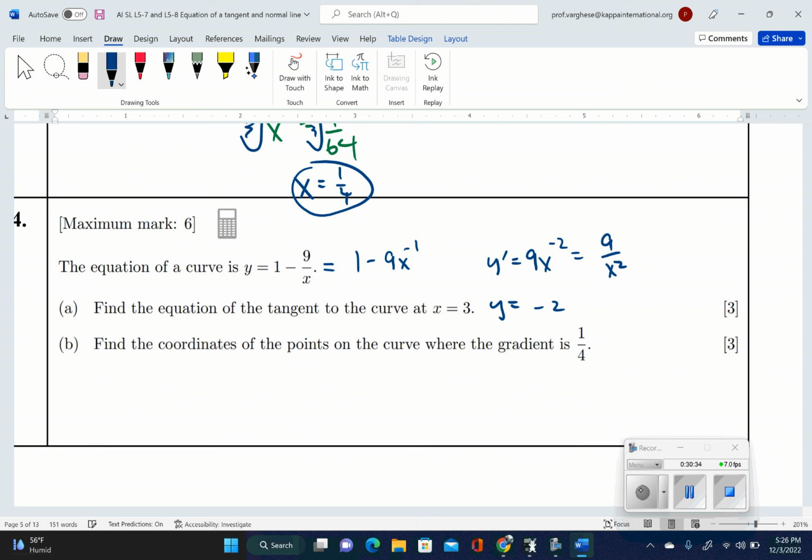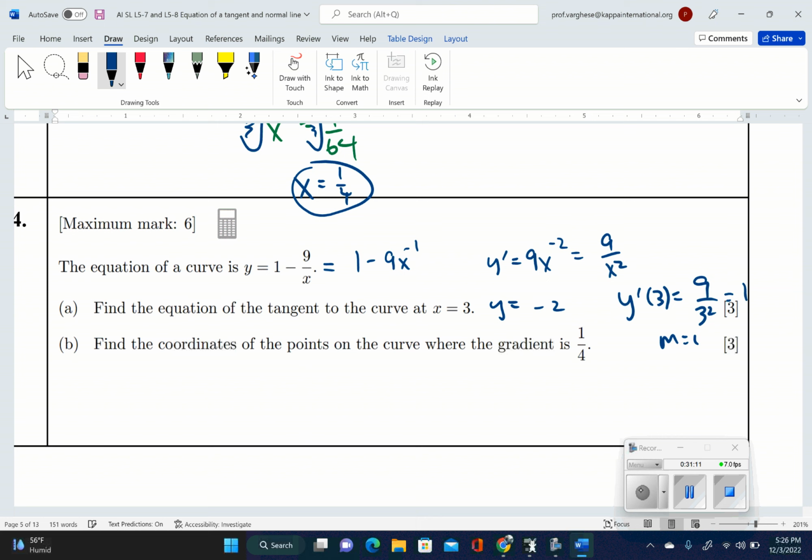Okay, so at this point, I'm going to substitute the number 3 in, because I know x is equal to 3. So if I plug 3 in for my x right here, my y prime of 3 is going to equal 9 over 3 squared. 3 squared is 9. 9 divided by 9 is equal to 1. So I know my gradient at that point. So my slope is equal to 1. Let me just write that down. M is equal to 1.